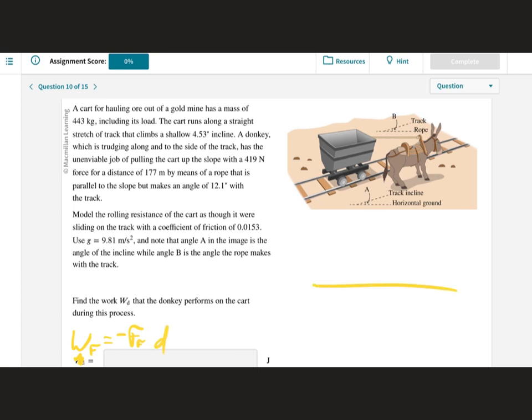Going back, looking at my free body diagram that I drew, we had gravity going like this, we had the normal force going like that, we had the donkey's force going up, and we had the force of friction going back. We know that force of friction is going to equal mu times the normal force. Well, this is the normal force going up. So we got to figure out the normal force if we're going to figure out the force of friction. Mu is given in the problem. We're given that.